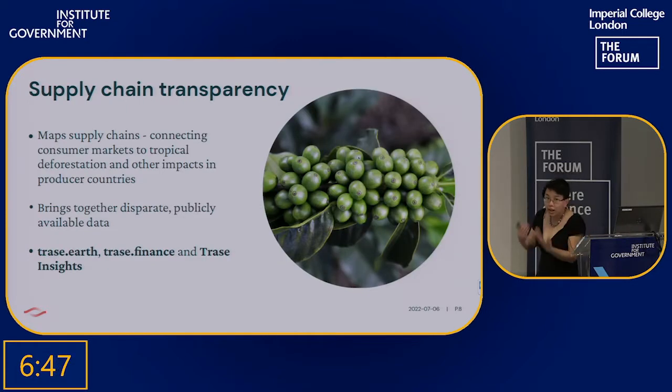And what Trase does is to bring transparency to supply chains, agricultural supply chains that drive tropical deforestation. We map supply chains in order to connect consumer markets, meaning importing markets, such as perhaps the UK might import tropical commodities, or China, or various other importing markets. We connect these markets to tropical deforestation and other impacts in producer countries. So if the UK imports Brazilian soy, for instance, what is the deforestation associated with that? To do this, we bring together disparate and publicly available data. You can find our data and analysis on our platforms, Trase.earth, Trase Finance, and Trase Insights.